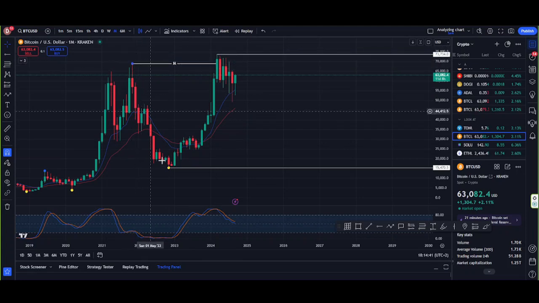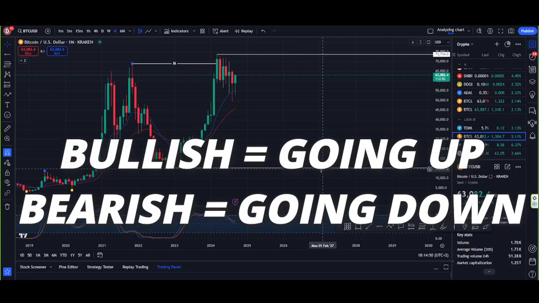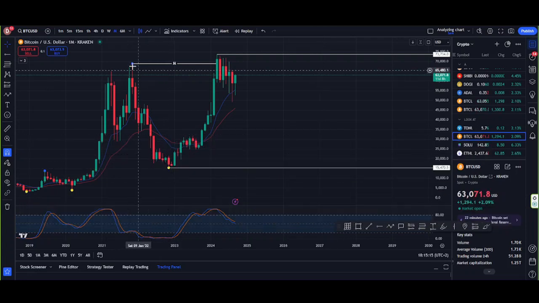As you can see, on the monthly time frame, Bitcoin is bullish. For those of you who don't understand what bullish is, bullish means going up, bearish means going down. Then what I like to do on the monthly time frame is put my Fibonacci retracement tool. Because we're bullish, because we're going up, we take it from the bottom to the top.